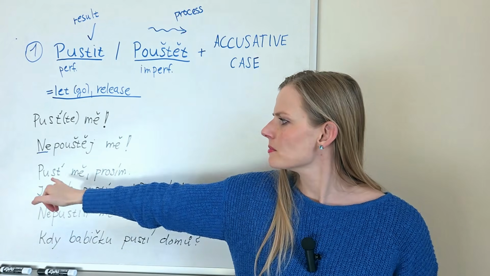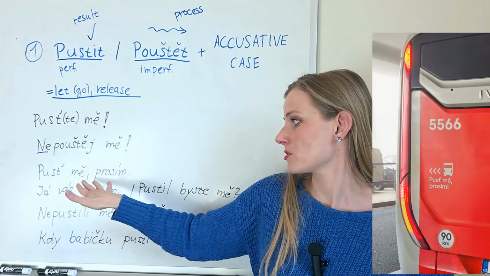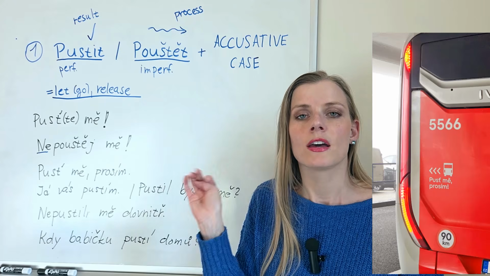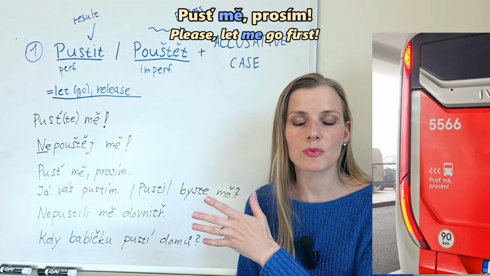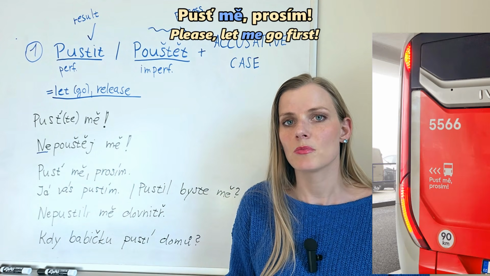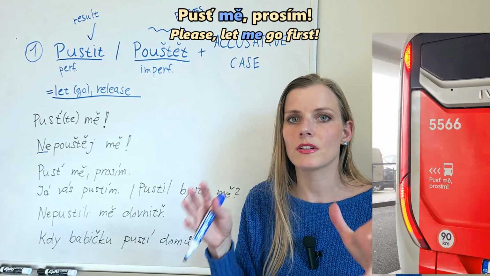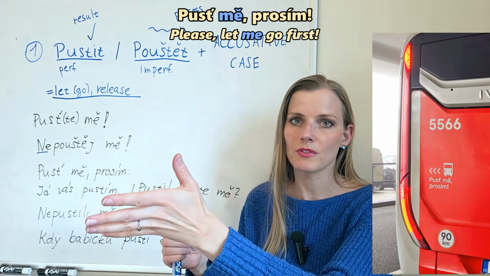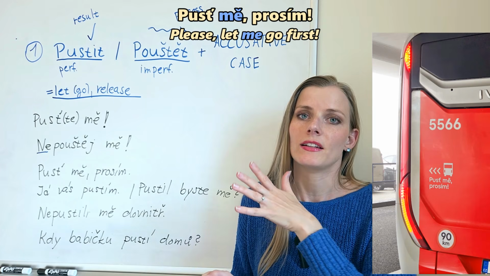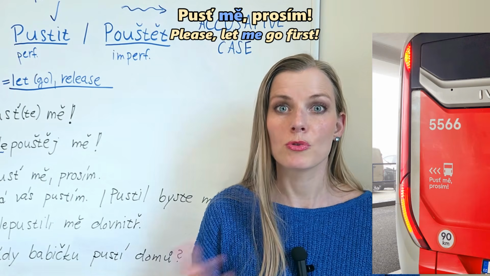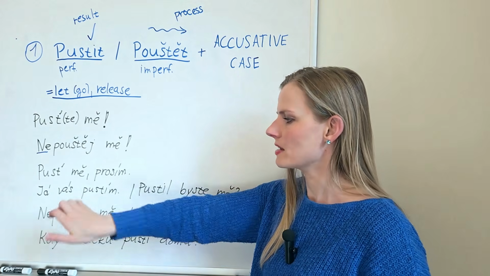Now here's another meaning of pusť mě. Actually, pusť mě, prosím. This is what the buses have on the back, which means let me go first. In this specific context it is an informal way of saying let me go first. Meaning if you're in a car and there is a bus in front of you waiting at the bus stop, you should wait and let the bus go first. Pusť mě, prosím.